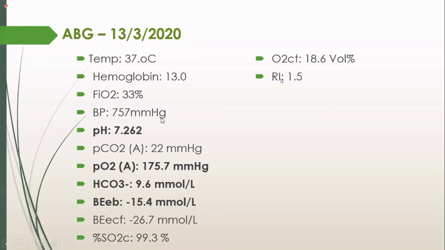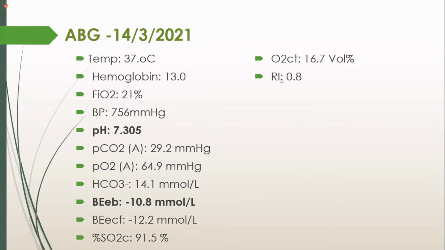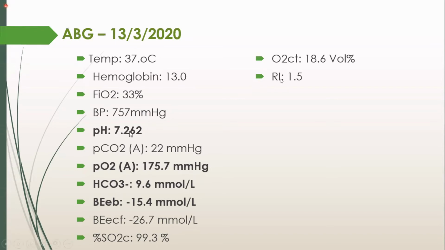So this is about the ABG. She has an arterial blood gas. She has a bicarb of about 9.6 when she was transferred to my hospital. And a day later, she has a pH of about 7.262.